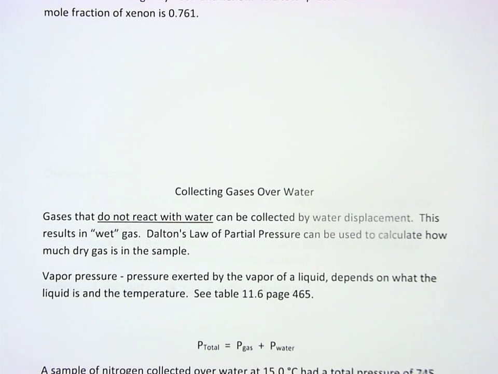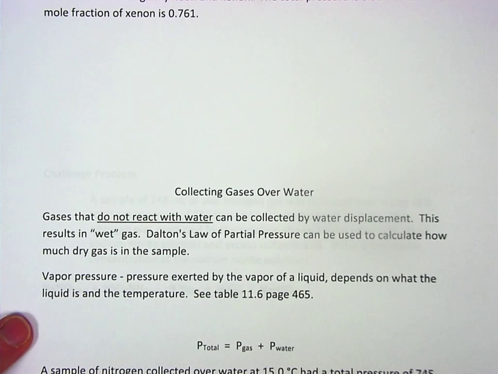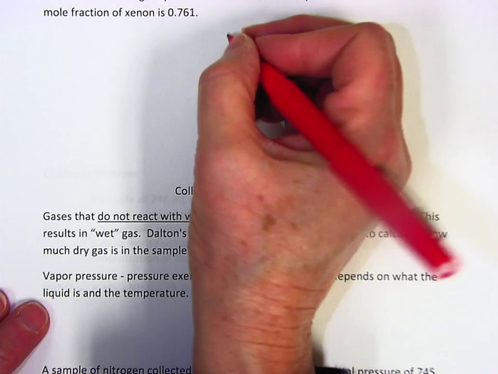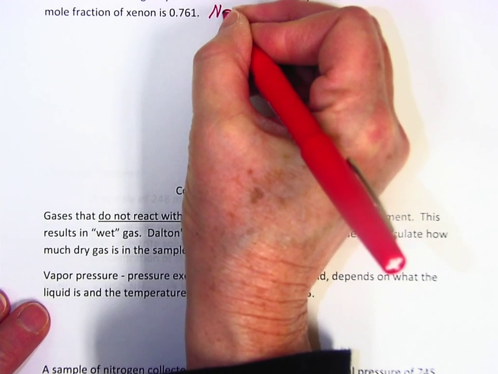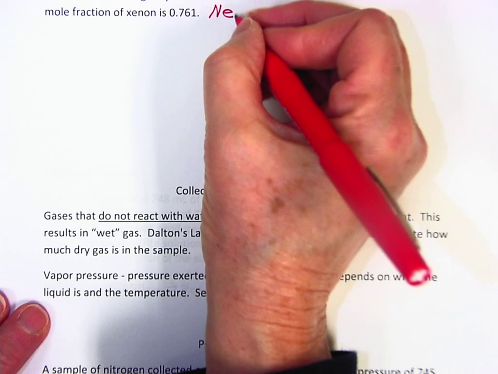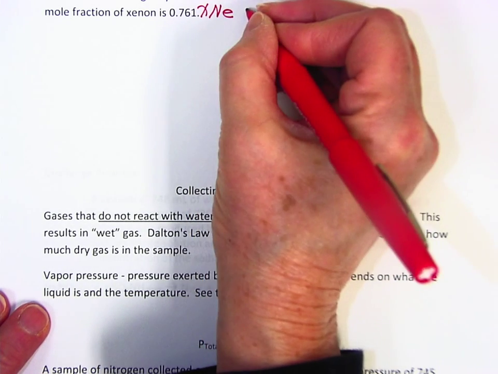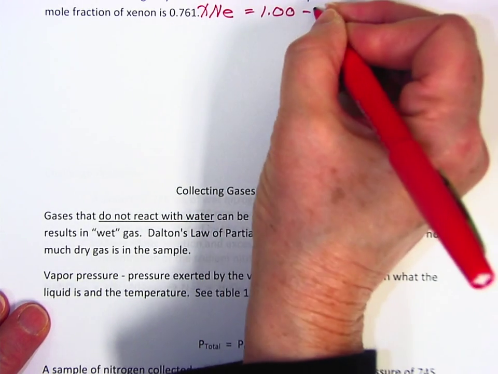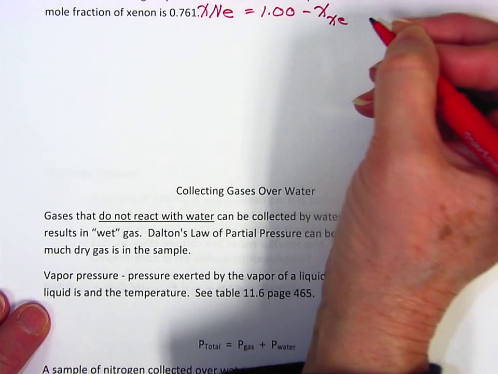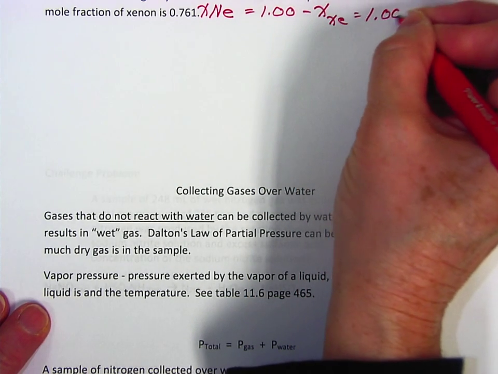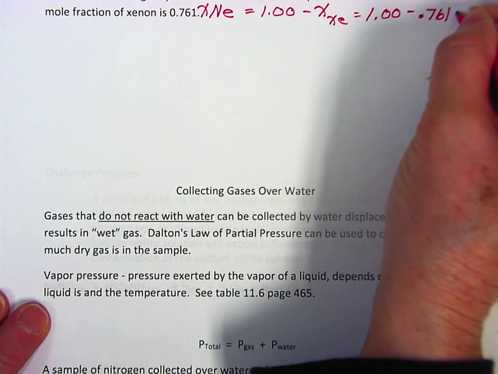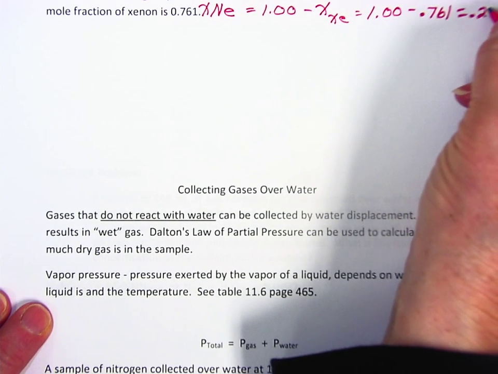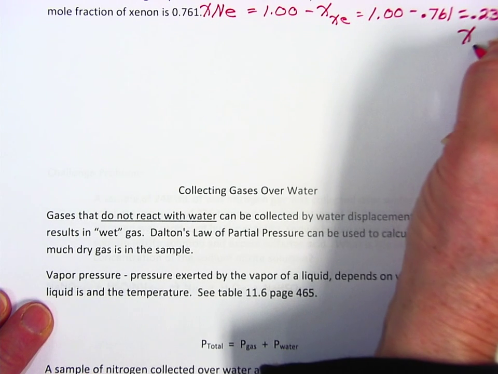Okay, on this one you had a little bit more thinking that you had to do, because this gave you information about the mole fraction of xenon, but it didn't tell you anything about the mole fraction or the moles of neon. So the first thing we had to do is to determine information about the neon by thinking that the mole fraction of neon will be 1 minus the mole fraction of the xenon. So that's equal to 1 minus 0.761 is equal to 0.239, which is the mole fraction of neon.